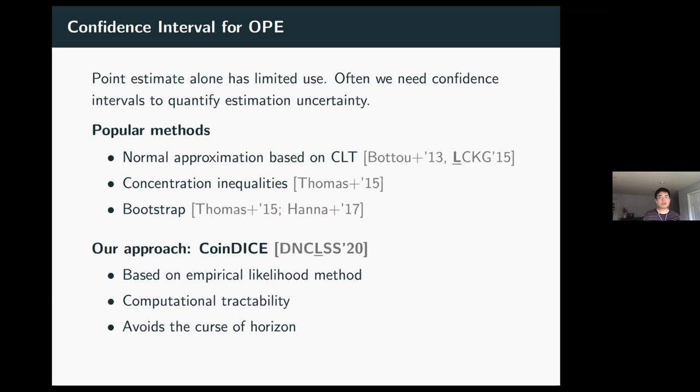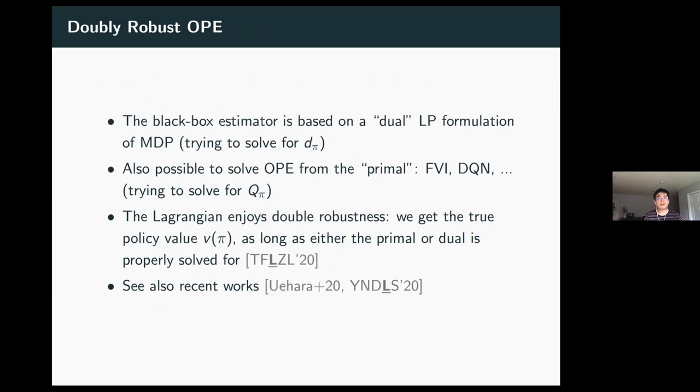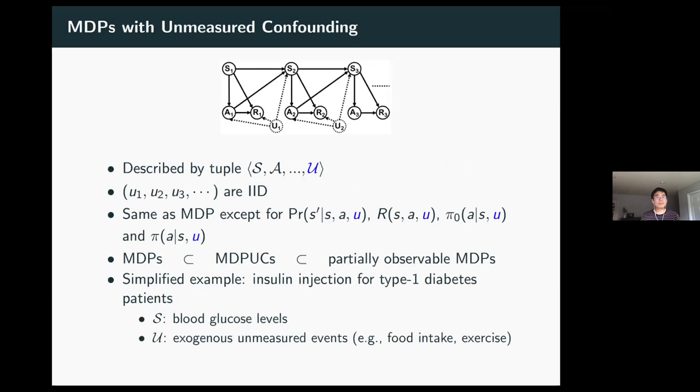And then we have a recent paper called CoinDICE that is appearing at NeurIPS this year that provides an interesting way to compute confidence intervals based on the empirical likelihood method and avoids the curse of horizon. And this method is based on the LP formulation that I mentioned very briefly on the previous slide.